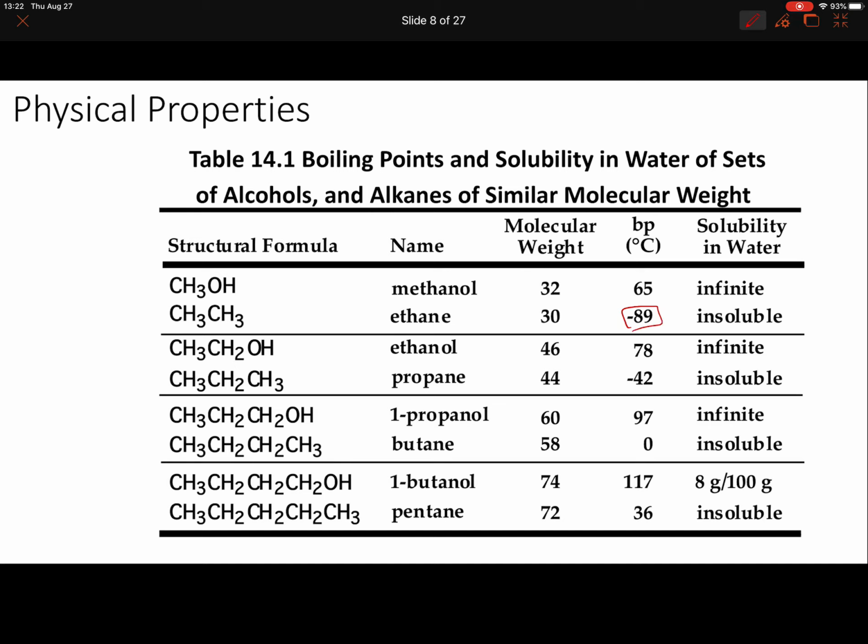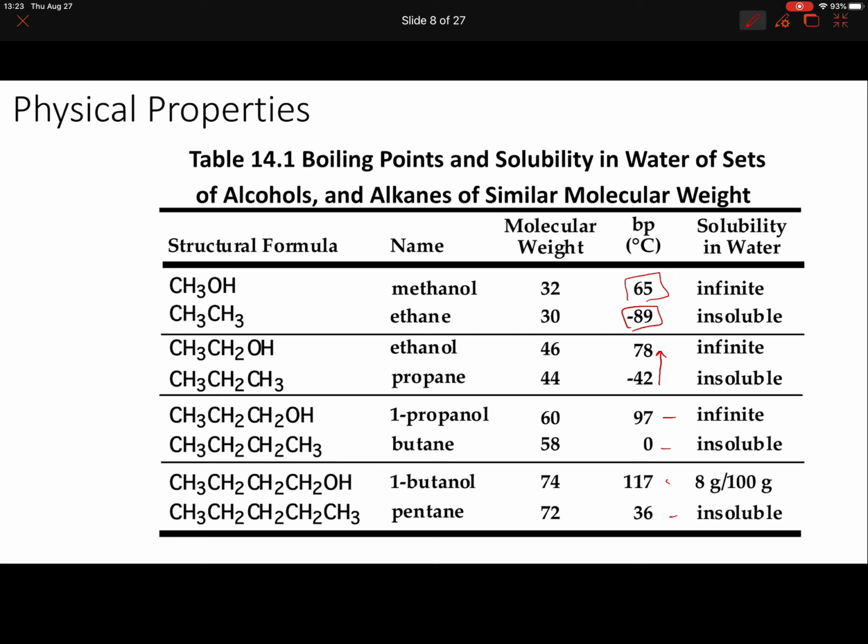Negative 89 was the original boiling point of ethane, and now methanol, which even has 1 less carbon on it, is 65 degrees. So a very, very big change, almost a 100-degree change. And you see that for all of them, between propane and ethanol, between butane and 1-propanol, between pentane and 1-butanol. So just like the alkanes increasing in their boiling point as their chains got longer, alcohols will follow that same trend, but comparing them to the same kind of molar weight alkane, they have a way higher boiling point.